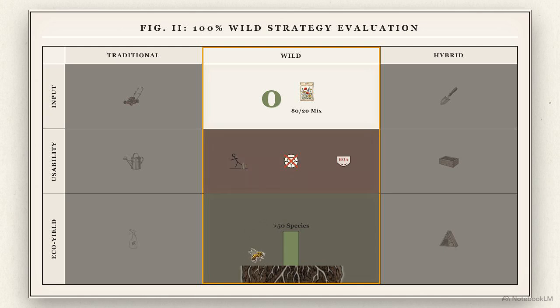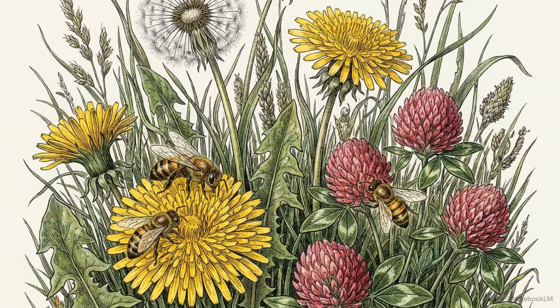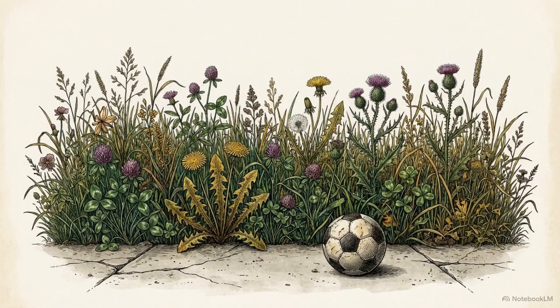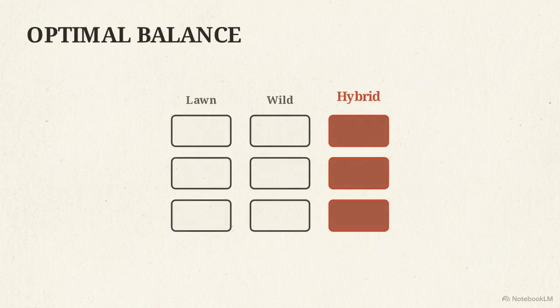But the functional cost is severe. Tall, unmanaged growth obscures tripping hazards, eliminates safe play areas for kids, and creates immediate friction with local homeowners associations. A fully wild yard operates as an excellent ecological refuge, but functionally, it evicts humans from their own property. The optimal strategy breaks this false binary.